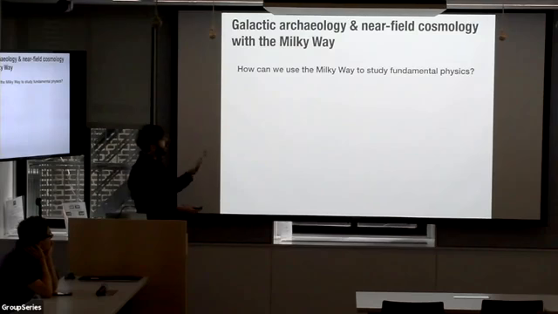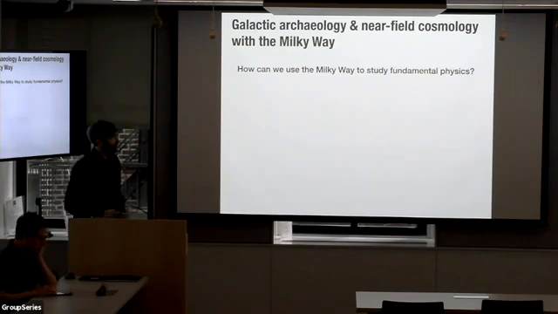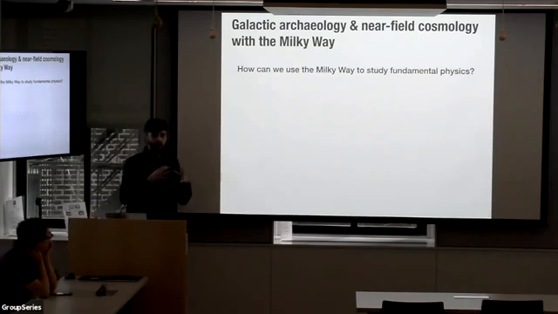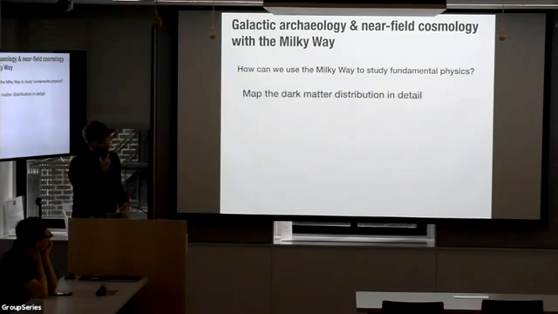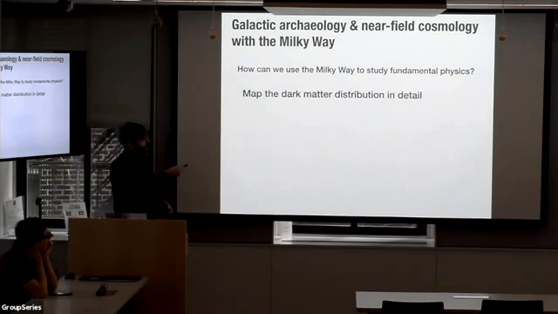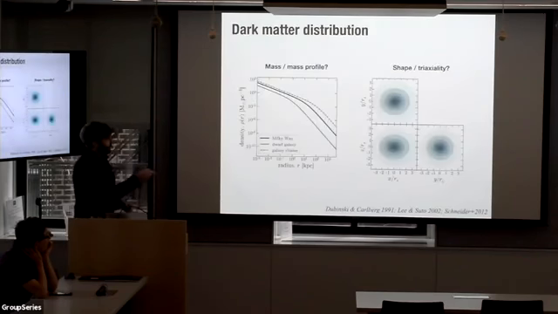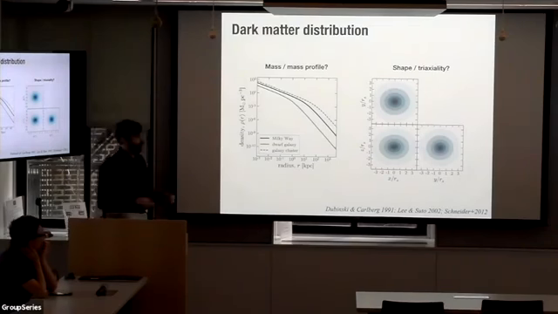So I want to focus on this question of how we can use the Milky Way and these words that you may have heard, like galactic archaeology and near-field cosmology, to try to understand and probe fundamental physics. And I think in this context, there are three goals that are the core pillars of these two ideas. The first is to map the dark matter distribution around the Milky Way in extreme detail. By that, I mean really trying to test some of the predictions that have been around in simulations for a long time, like the density profile or the mass profile of the global dark matter distribution around the Milky Way, but also other low-order properties of the dark matter, like the shape or the triaxiality on large scales.